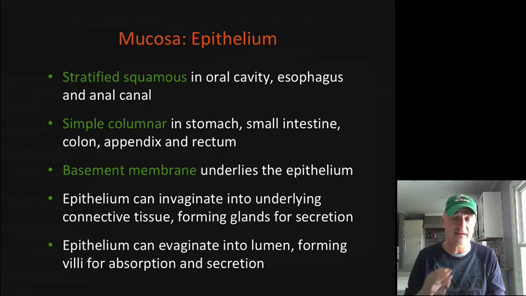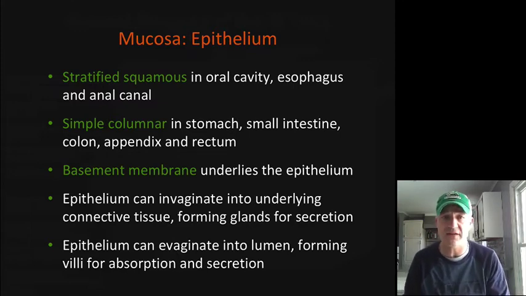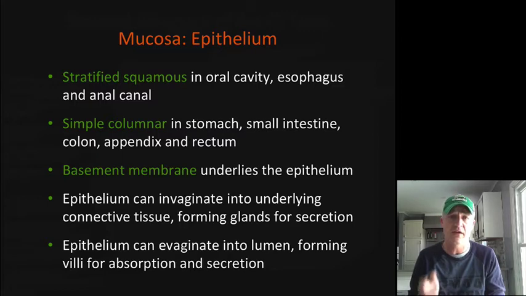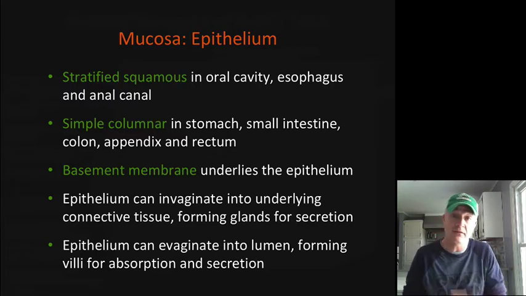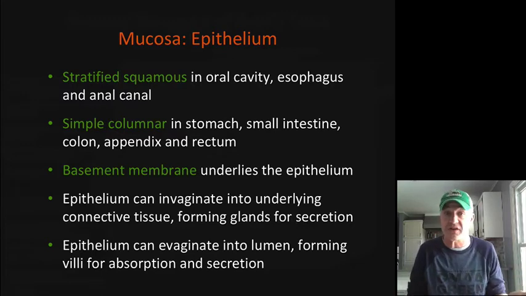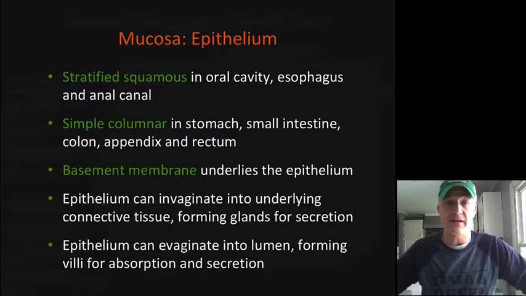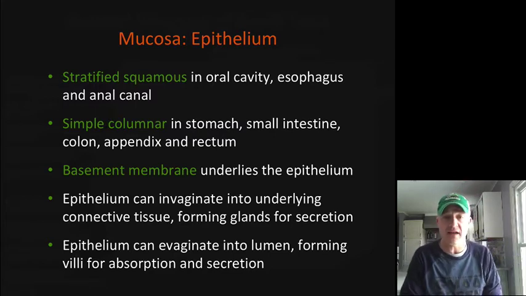Multi-layered, lots of cells. It's good at protection. So if we look at the oral cavity, the esophagus, the anal canal, areas where you could have mechanical abrasion, damage, if you don't chew a Dorito well enough, as we've talked about before, that stratified squamous is protective for that. So we see it in these areas that are not doing a lot of digestion, and in reality aren't doing any absorption either.